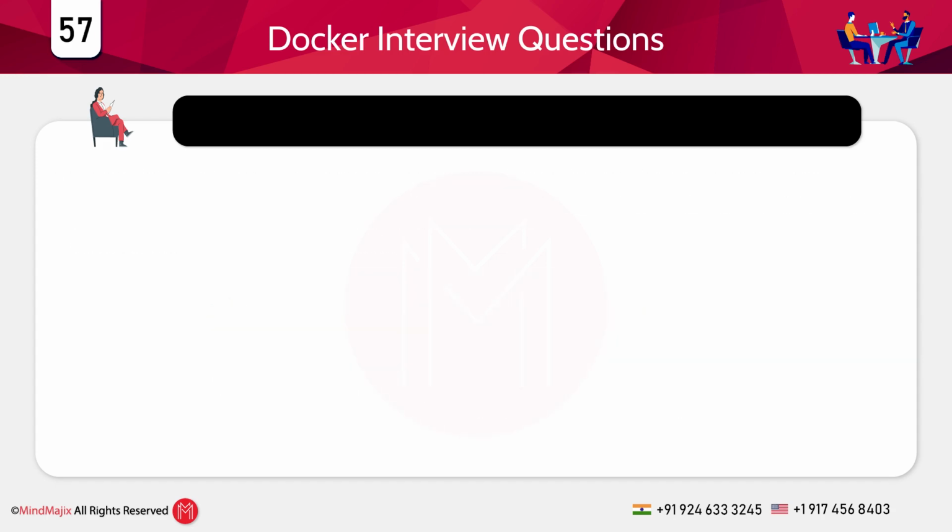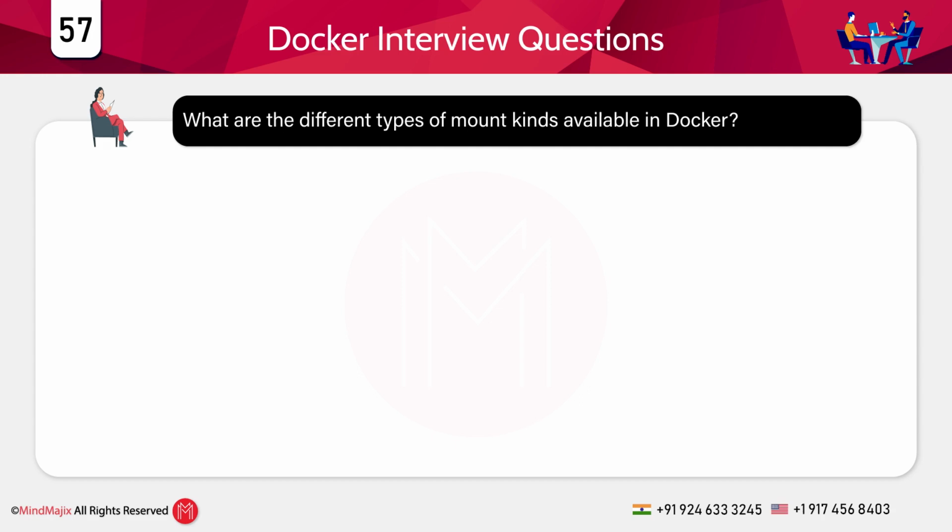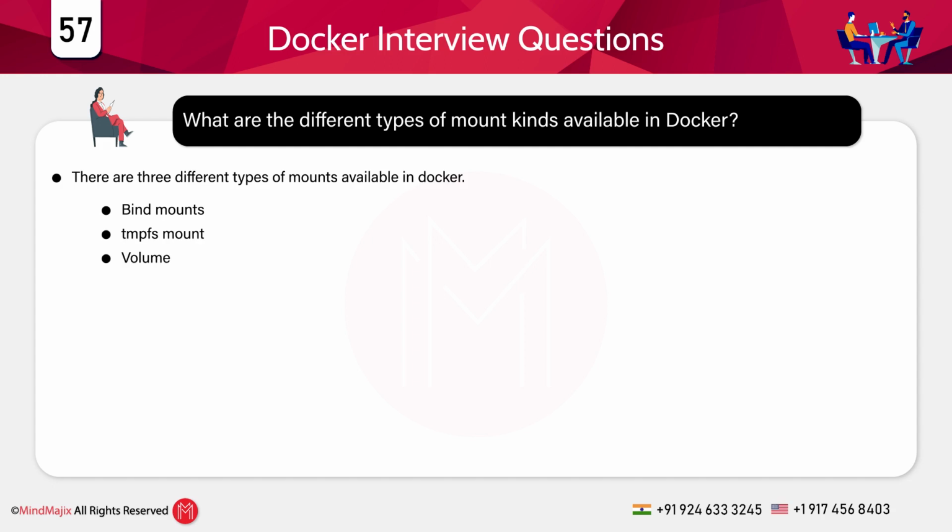The next question: what are the different types of mount kinds available in Docker? So there are three different types of mounts available in Docker, that is bind mounts, tmpfs mounts, which are temporary file systems, and volume mounts.